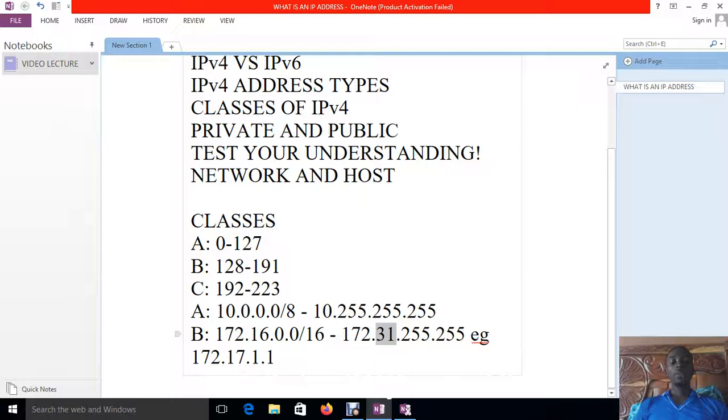An address might start with 172, but if the second octet is outside the range between 16 and 31, it might not qualify as a class B private address. Let's say, for instance, this is 172.32. This is a class B address, but it is not a private class B address because the second octet is outside the scope of 16 and 31. So therefore it is a class B but public.